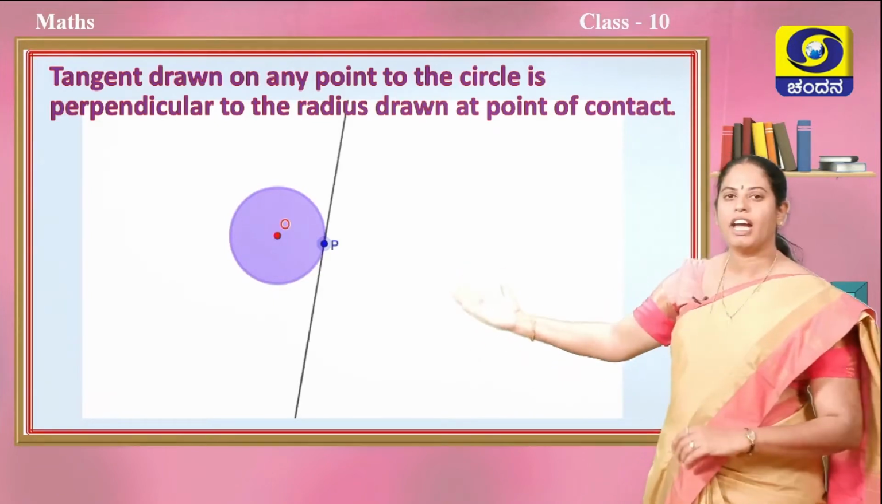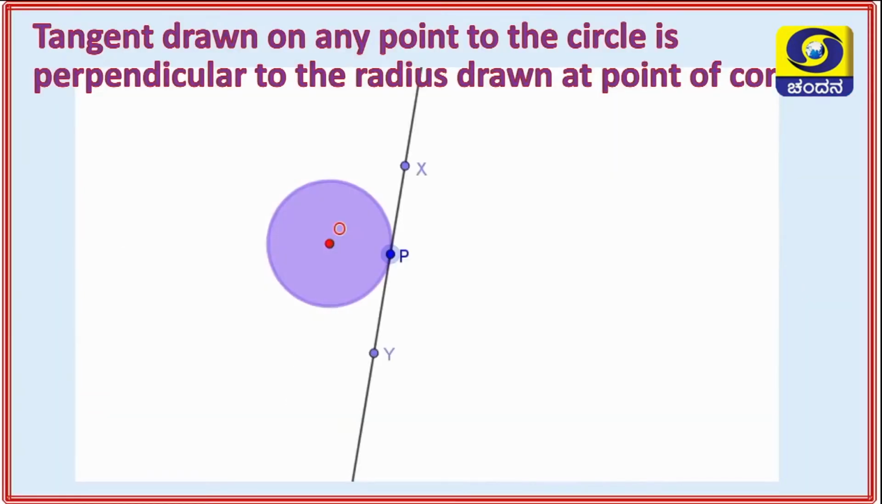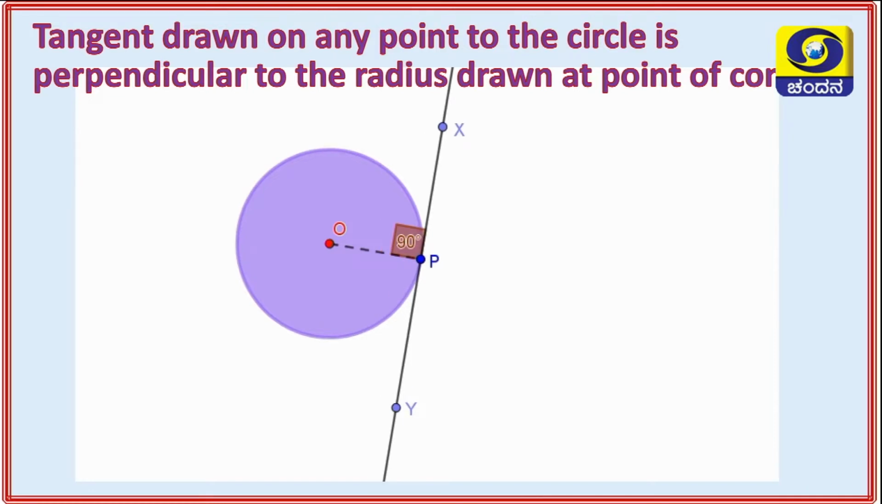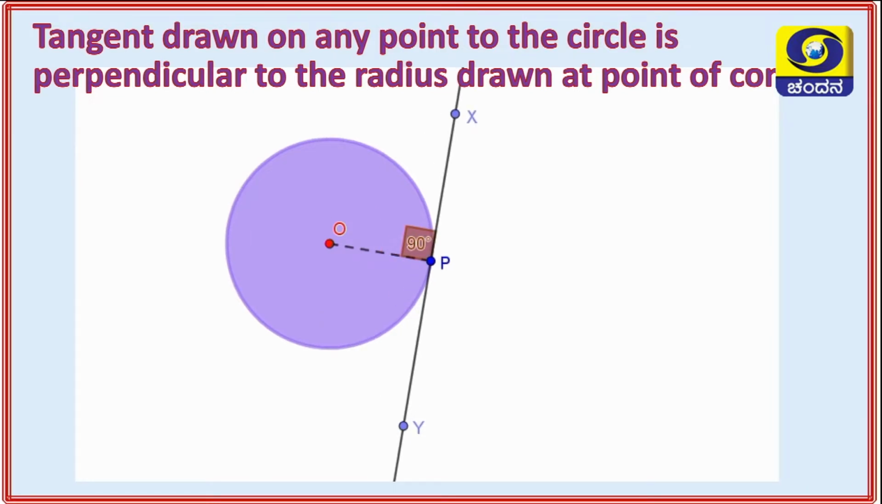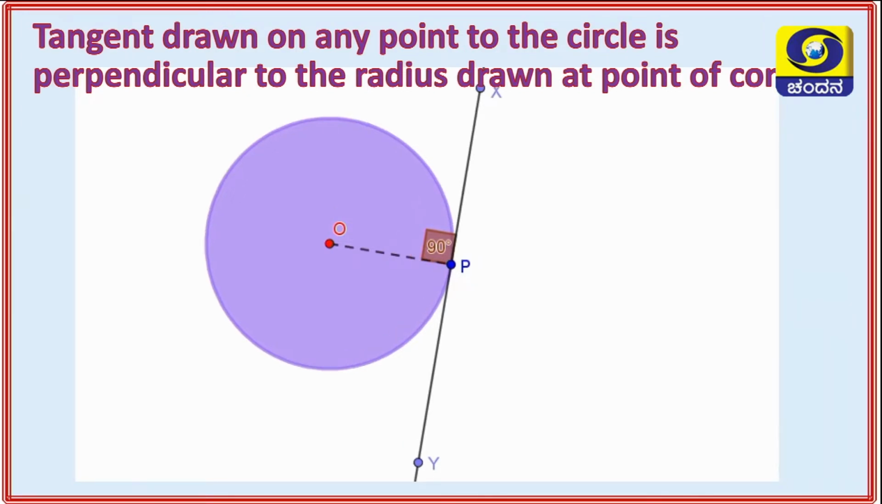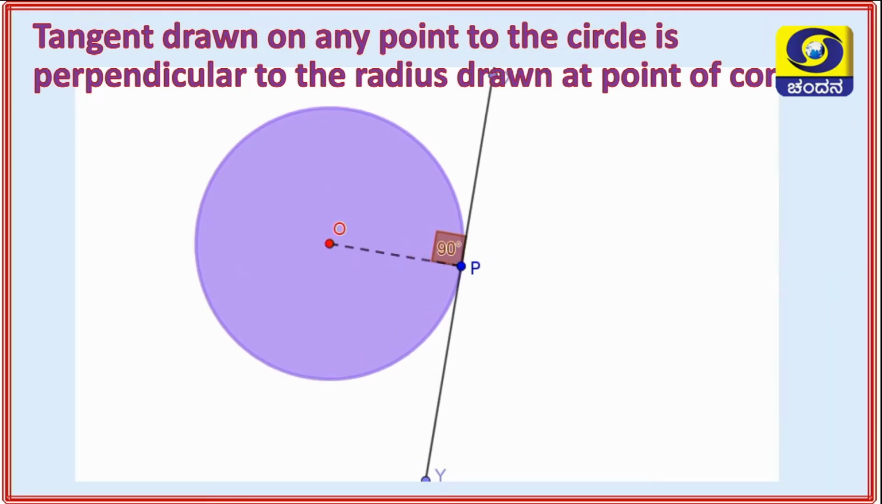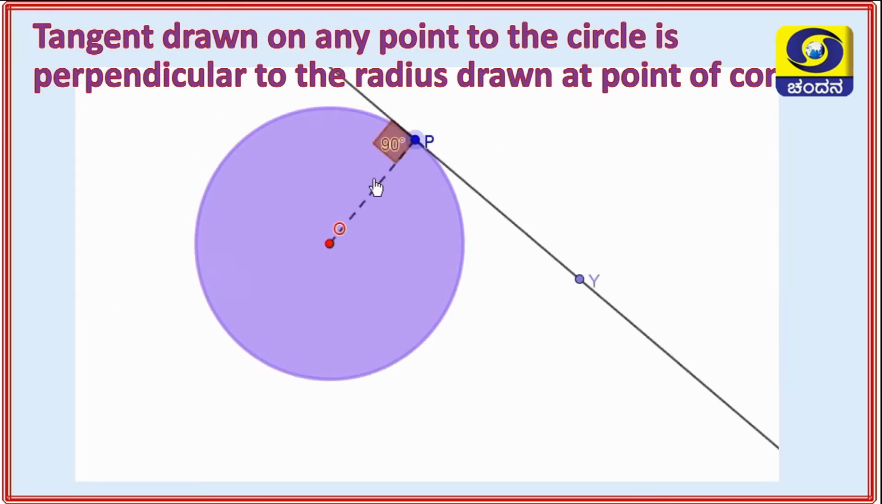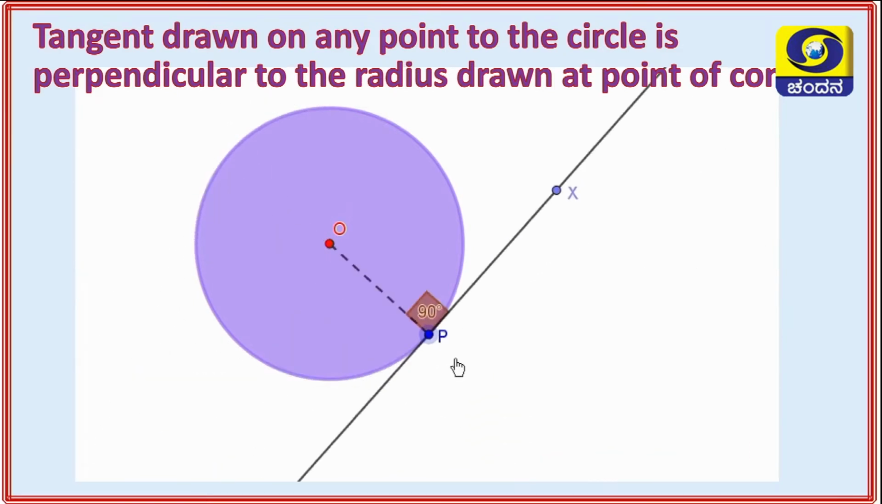Yes, we have marked a point P on the circumference of the circle and we have drawn tangent XY, and OP is the radius drawn at the point of contact P, and the angle formed between the radius and the tangent is 90 degrees. It is a right angle. Even if I increase the radius, you can observe that the angle formed is 90 degrees only. Now, I am changing the position to different points. You may put the point anywhere on the circumference.